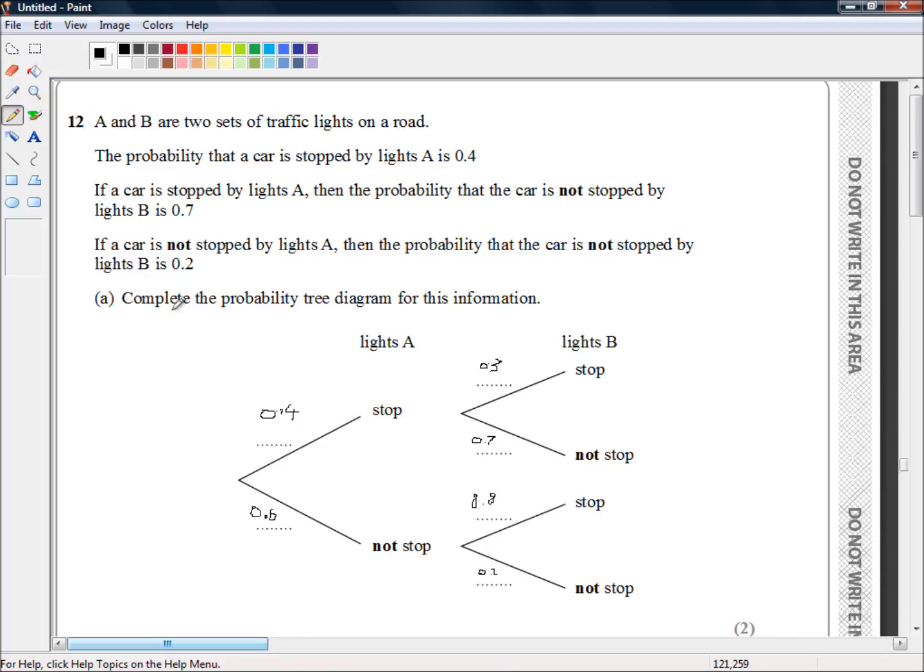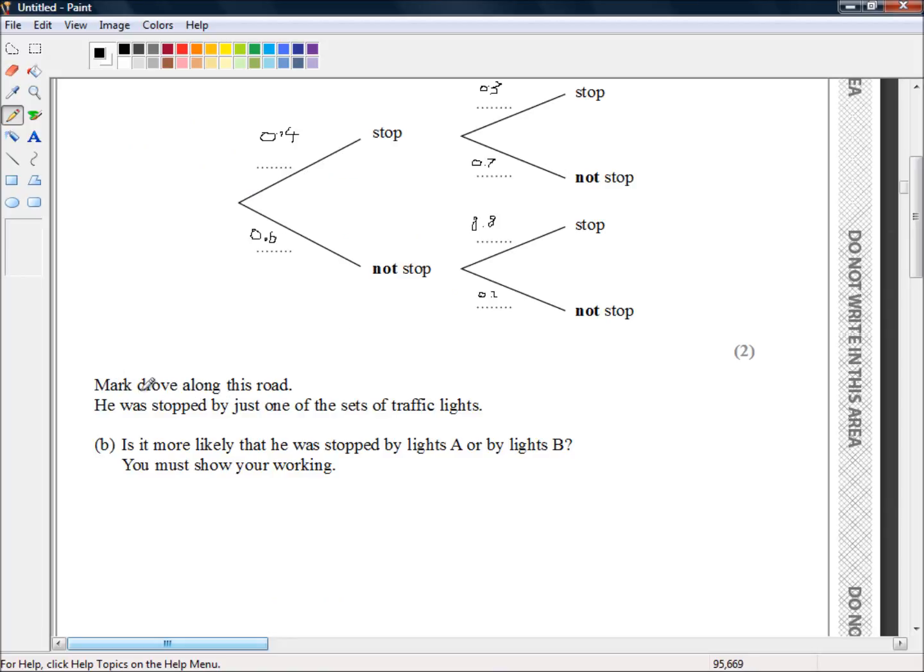Okay, so part A says complete the probability tree diagram for this information. Well, that's good, because we've already done that anyway, just to try and make sense of the information. So Mark drove along this road. He was stopped by just one of the sets of traffic lights. Part B says, is it more likely he was stopped by lights A or by lights B? You must show your working.